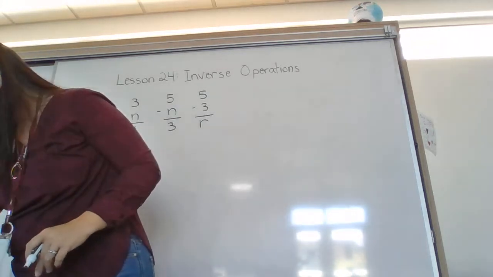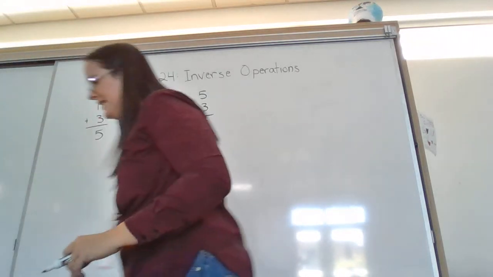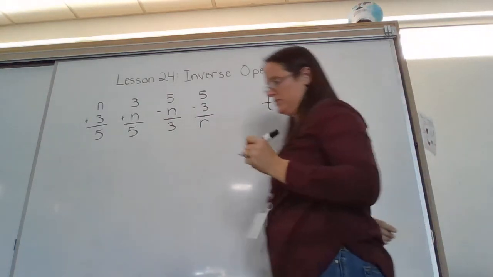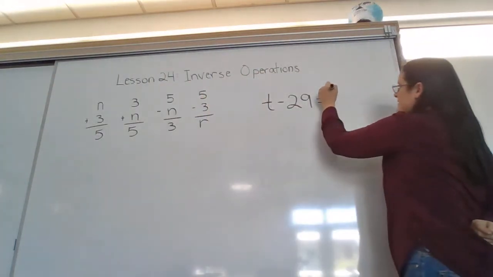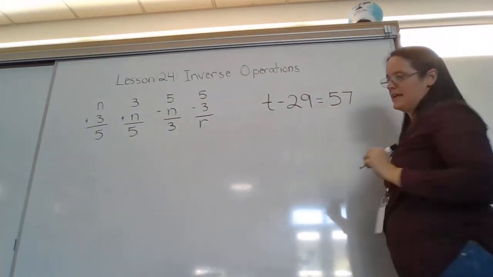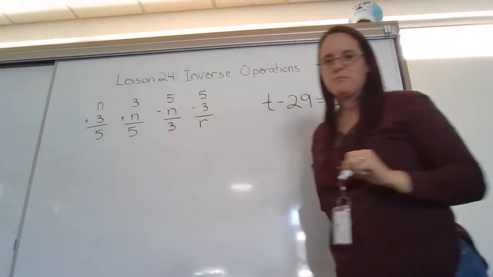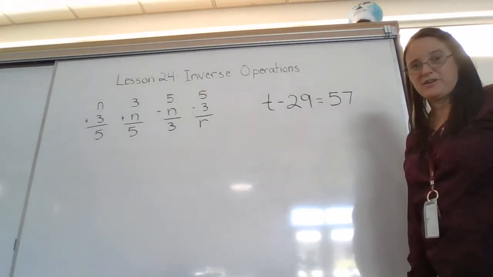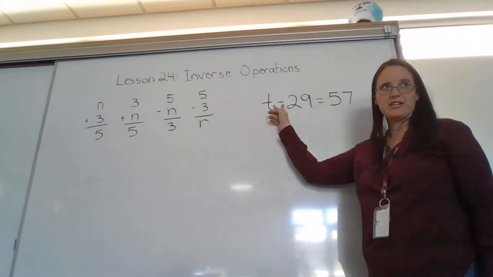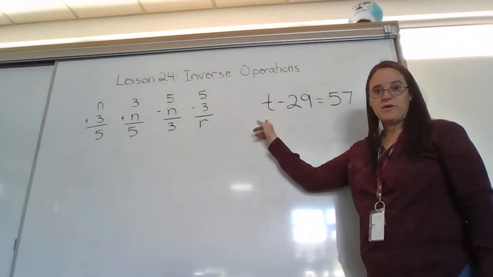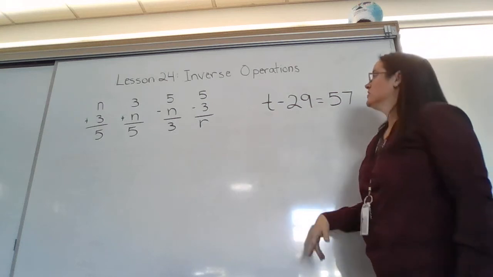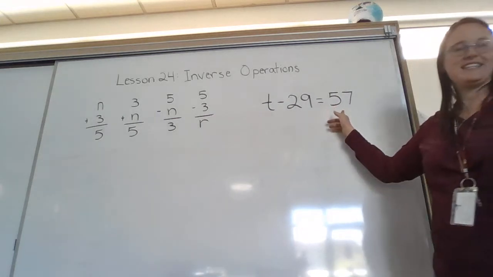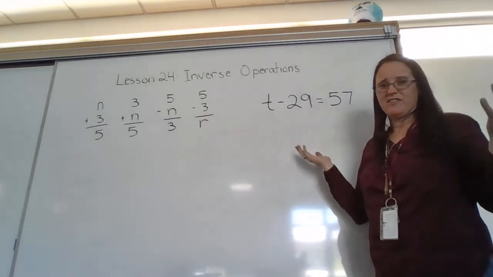All right, final problem. T minus 29 equals 57. And this one just says find the missing number. So we don't need all the problems, but we do need to figure out what's my biggest number here. It's a subtraction problem. So the biggest number is going to be at the beginning. So I could do another subtraction problem, T minus 57. That's not going to give me an answer. I can't figure out T that way.